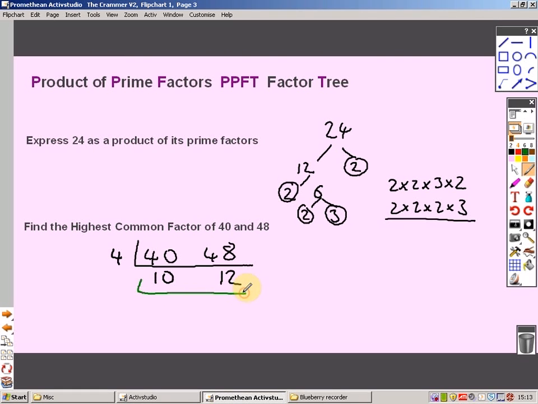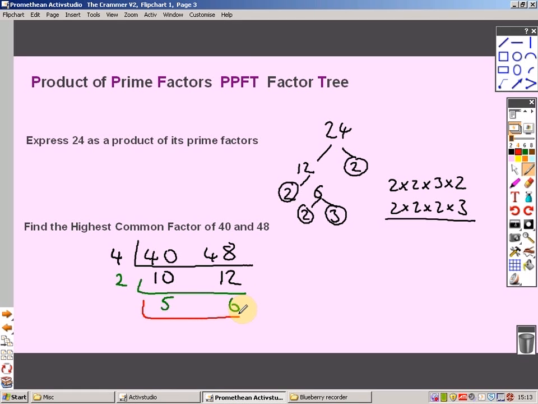I then see if I can split that down again. I'll do it in a different colour. What can go into 10 and 12? Looking at those, 2 can go into both of those. That would be 5 times, and that would be 6 times. Can I now find a number that goes into both of those? No, I can't, so I'm stuck.